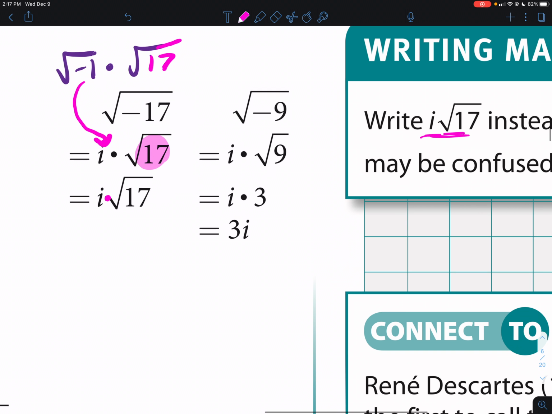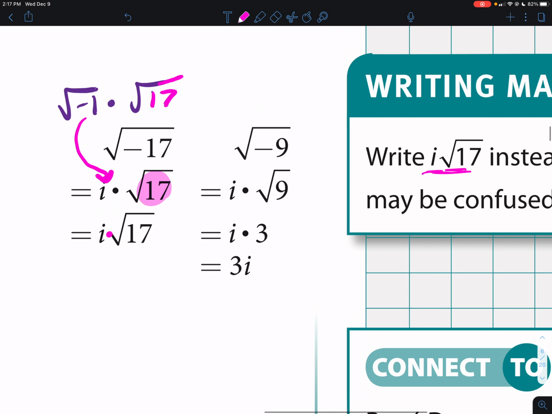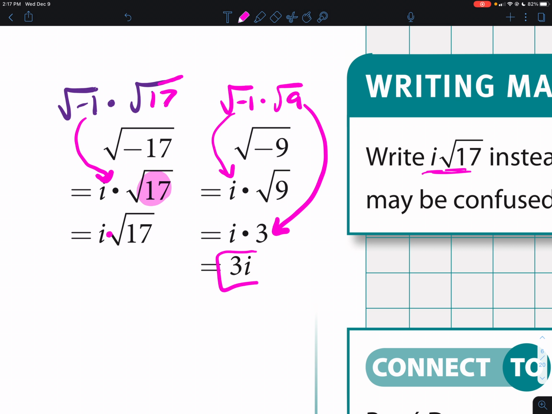Okay, and then square root of -9. Again, you can break that up as square root of -1 times the square root of 9. Change the square root of -1 to i, and then change the square root of 9 to 3. And so we end up with 3i as our answer.